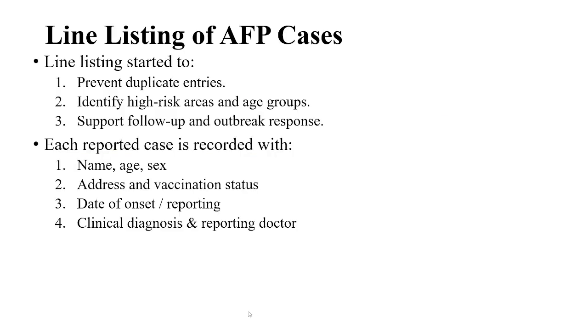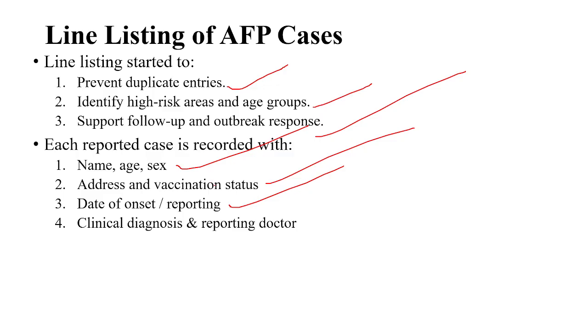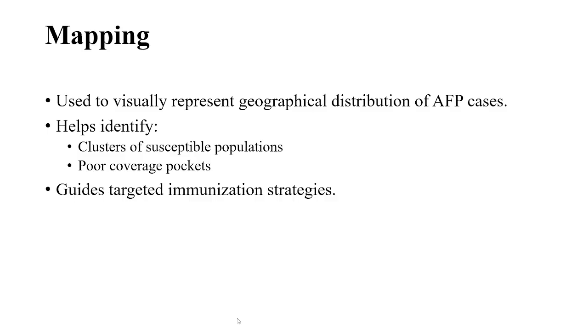So why are we using this? It will help you prevent duplicate entries and help to identify high-risk areas and age groups. It will help you to support follow-up and outbreak response. Each reported case is recorded with name, age, sex, address, vaccination status, date of onset and reporting, clinical diagnosis, and the reporting doctor. These are recorded along with the reports, and these are the advantages of line listing.